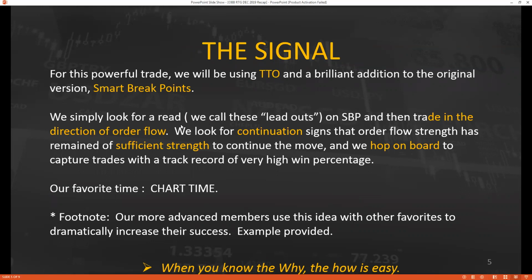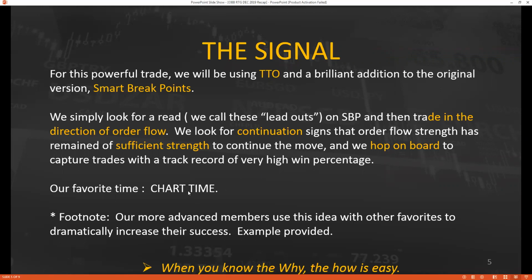Basically, we look for a read of direction of order flow. And then we're going to trade in the direction of the order flow. When we look for continuations, we're going to show you what that looks like. Signs that the order flow strength has remained sufficient to continue the move. And then we hop on board to capture trades with a track record of very high win percentage.